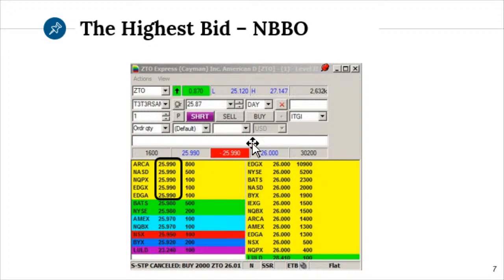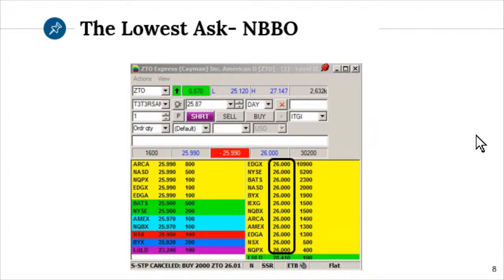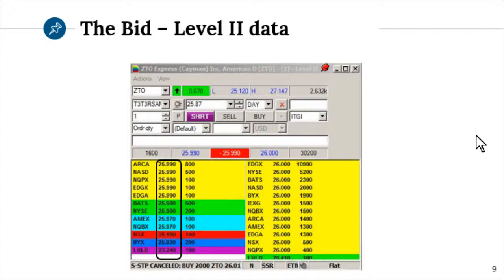Okay, so this is the highest bid, the first level that you see on the level 2, right? This is the lowest offer. It's called the National Best Bid and Offer, NBBO. That's the lowest ask. And the difference between the two is the spread.